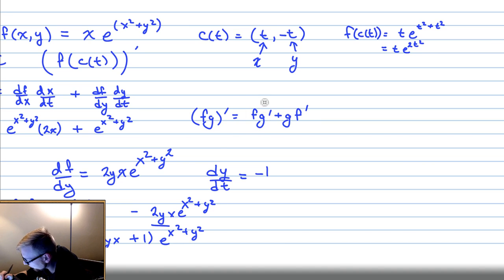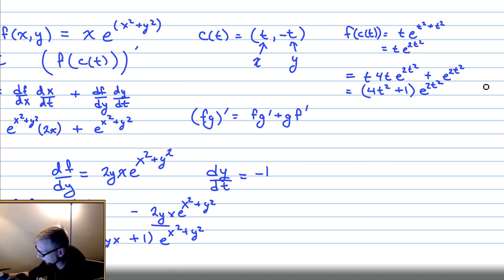Well, we use the product rule again. t times 4t e to the 2t squared plus e to the 2t squared times 1. Well, this equals 4t squared plus 1 acting on e to the 2t squared. Okay, let's go back.